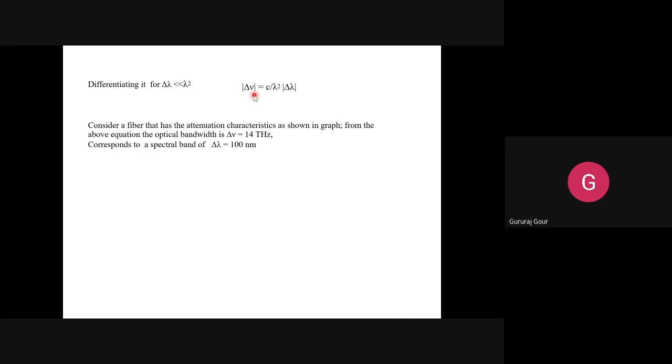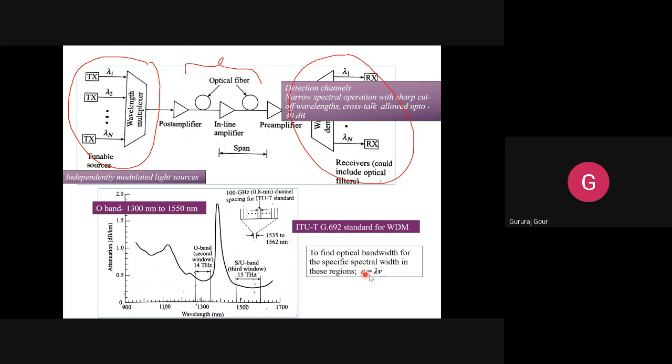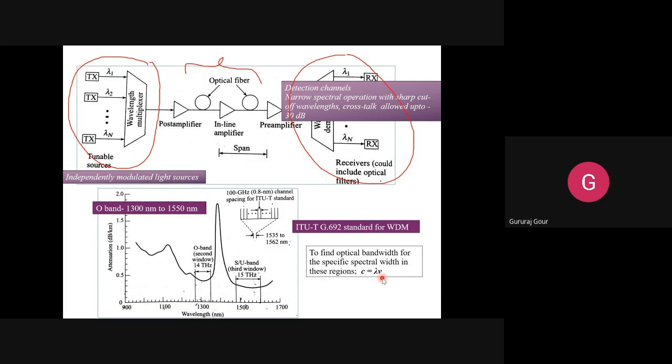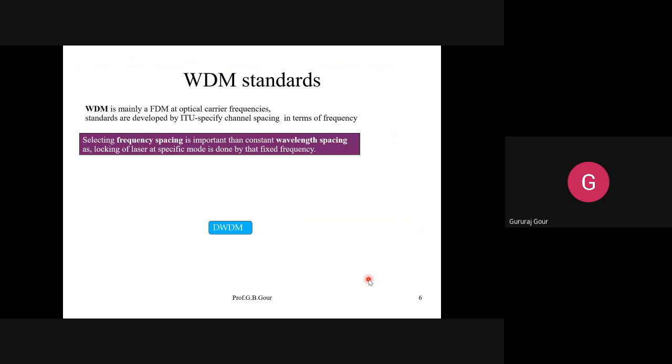You can vary this problem and you are able to calculate here delta lambda and delta V. Delta lambda will be given, and he will ask you to find out delta V, or delta V will be given for O band and he will ask you to find out delta lambda. So change in band for O will be 14 terahertz, and he will ask you to calculate the spectral bandwidth, that is delta lambda. That we can get by using this formula. Okay. So next one, we'll see the WDM standards for today's recipe.